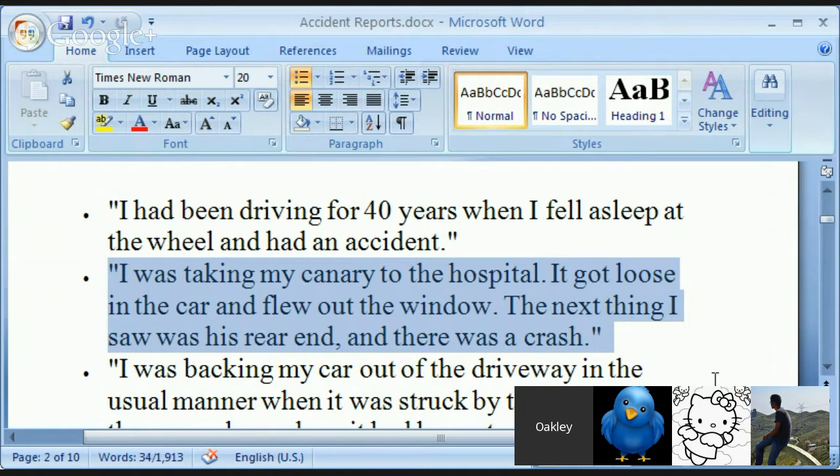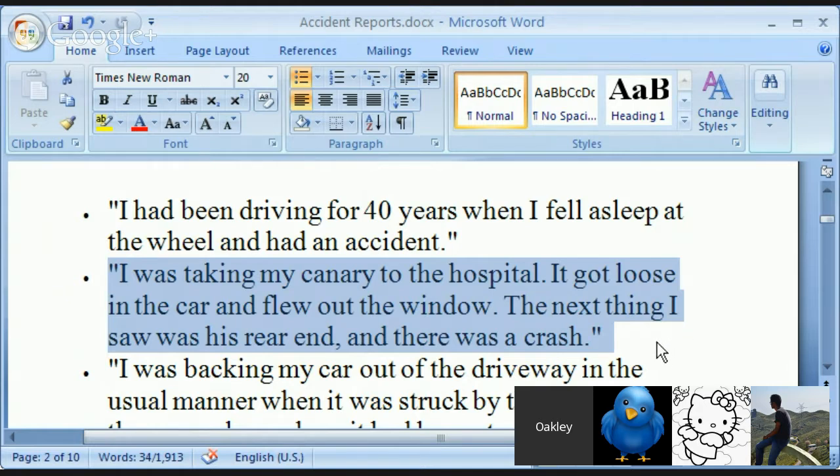I was taking my canary to the hospital. It got loose in the car and flew out the window. The next thing I saw was his rear end, and there was a crash. Okay. So he hit his canary. Well, even you're confused. Well, this is the problem. This is a problem of reference.